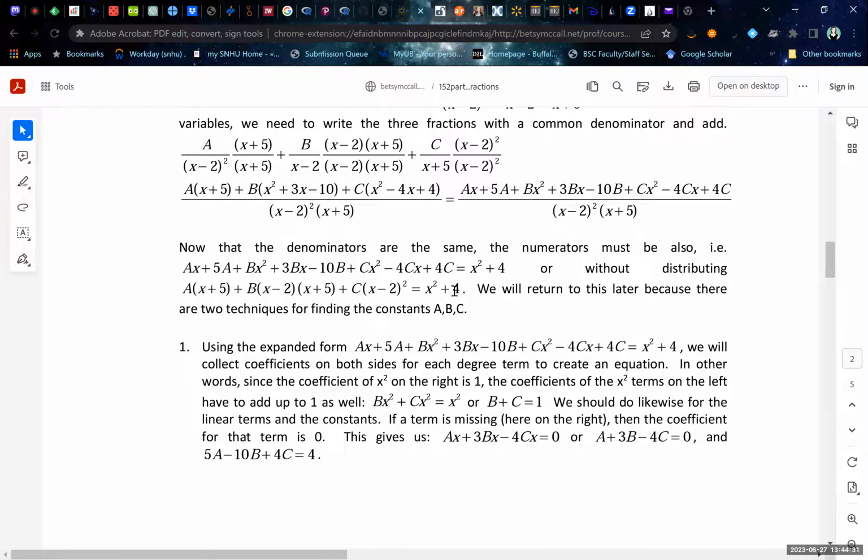Our original numerator had a 4. And if we pull out the constants where there's no x's from our expression, we have our 5a, which is here. We have our negative 10b, which is here. And we have our 4c, which is here. And those have to all equal 4. So now we have 3 variables, 3 unknowns, 3 equations. b plus c is 1, a plus 3b minus 4c is 0, and 5a minus 10b plus 4c is equal to 4.